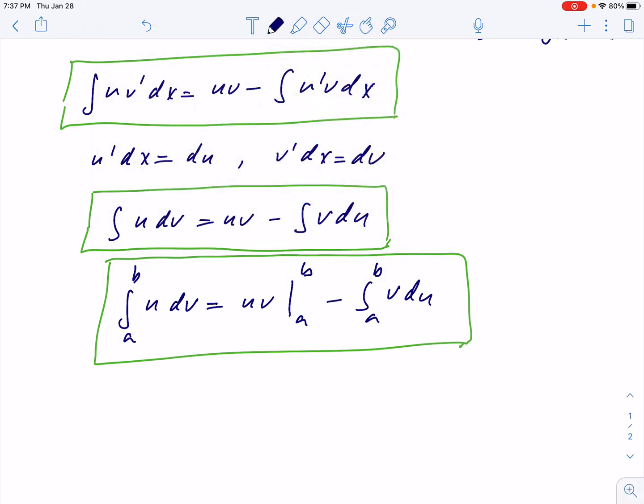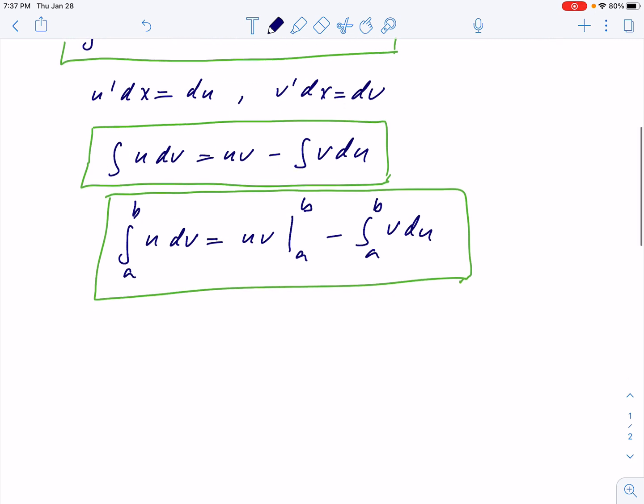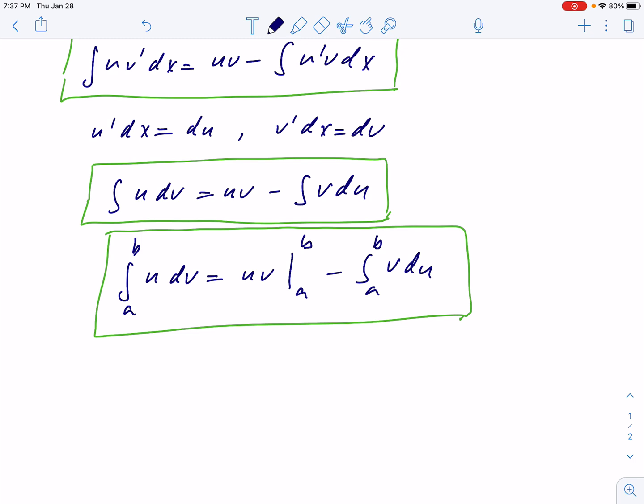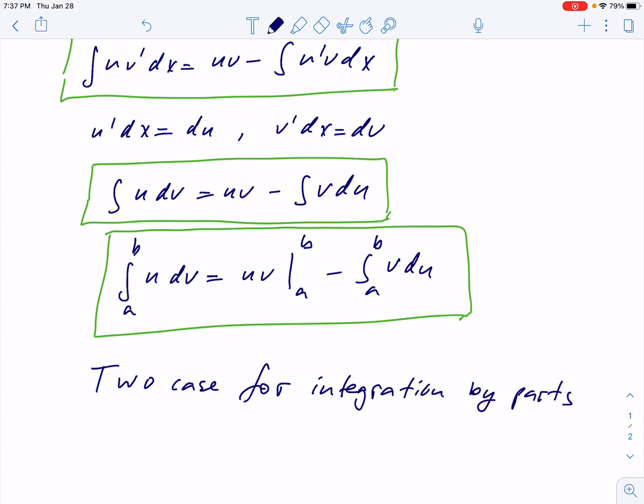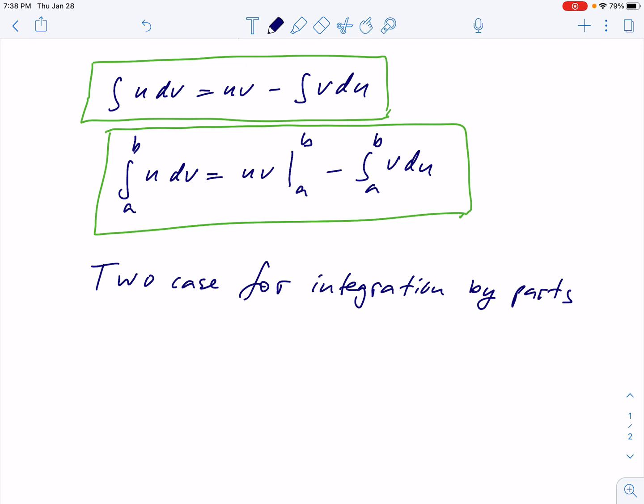Now I'm going to do examples to show you how effective is this formula. First of all, I want to explain that we don't use it each time when we have to solve integrals. We use it in special cases. So these are the two cases for integration by parts. Well, we can use it in various situations, but these are the two cases which require integration by parts.